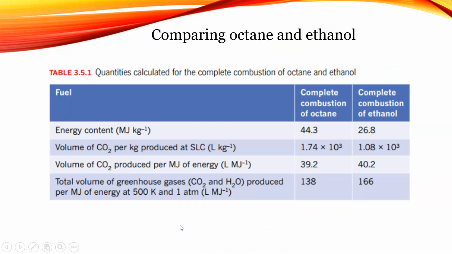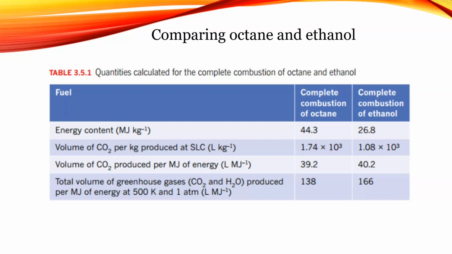So when we compare these two, in the textbook, the calculations that I just did are not done, but the values are here in table 3.5.1. And so what you're finding is that the energy content of ethanol is much lower than that of octane. The volume of CO2 per kilogram of ethanol is lower. So if you were just looking at volume of CO2, you might say, oh, well, ethanol's a wonderful fuel. It gives out so much less carbon dioxide.